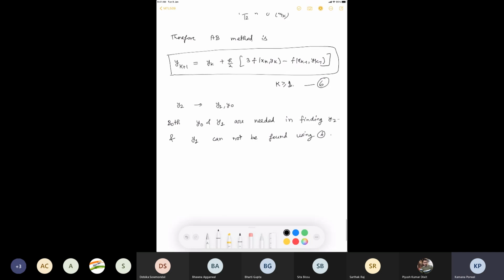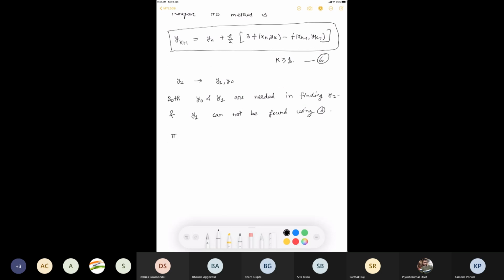So we use the single step method to find the approximation y1. The value of y1 must be obtained from another method, which can be a single step method. So for example, Euler's method, right?